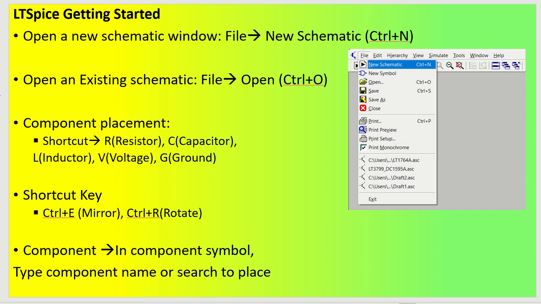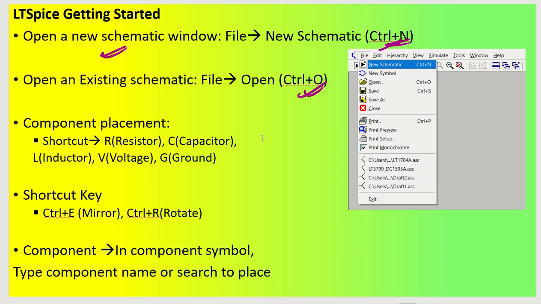As you can see, if you want to open a new circuit, you can press Control N. Otherwise, you can go to File and New Schematic. That will open a new schematic. If you have an existing file, like you have already designed some circuits, then you can press Control O to open the existing circuit. So Control O for existing circuit, Control N for new circuit.